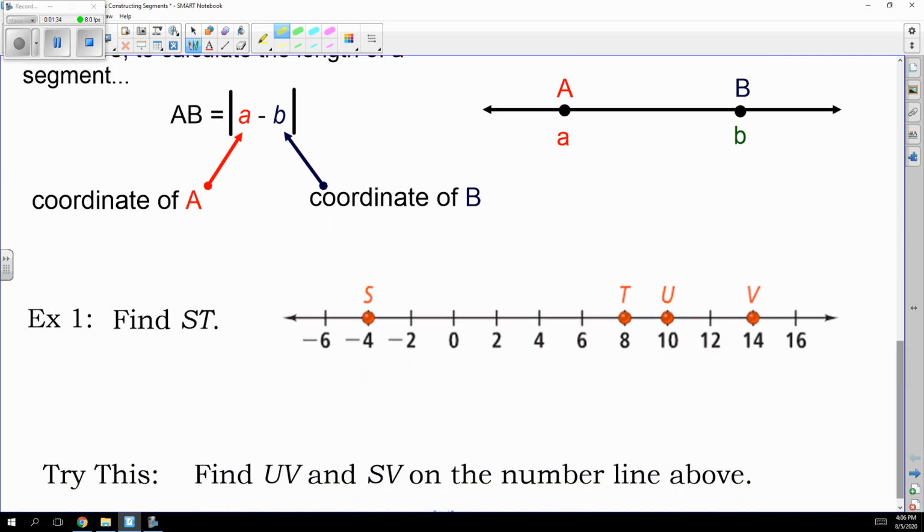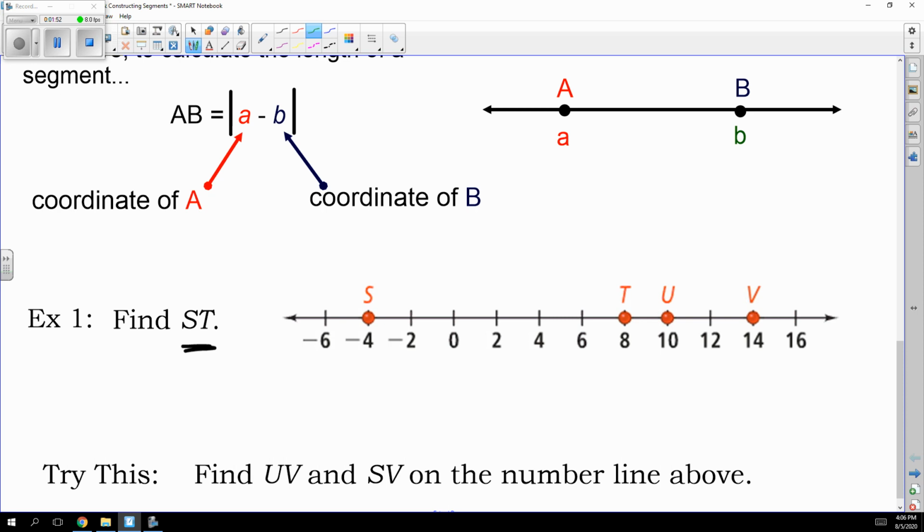So for example, we're going to say that we want to find the length of segment ST. And this is the symbol for finding the length of a segment. So if you don't see a bar on top, that's called the length of segment ST. So most of you would probably just say, well, that's a really basic number line. I'm just going to count it.